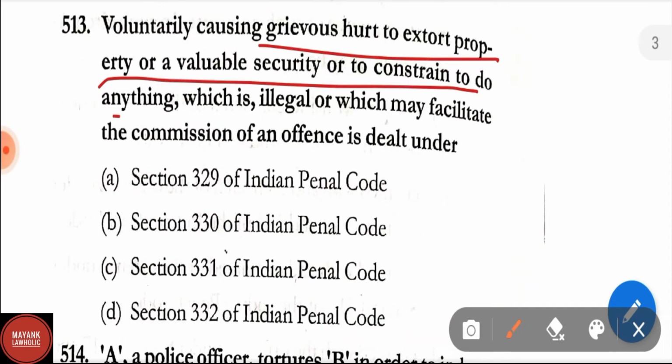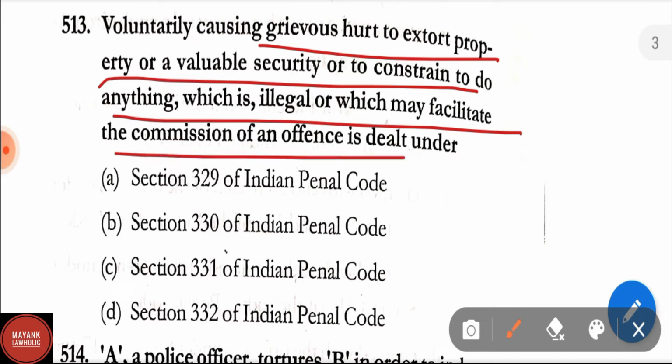Voluntarily causing grievous hurt to extort property or a valuable security, or to constrain to do anything which is illegal or which may facilitate the commission of an offence, is dealt under. Options are section 329, section 330, section 331, section 332. Correct answer is section 329 of IPC.